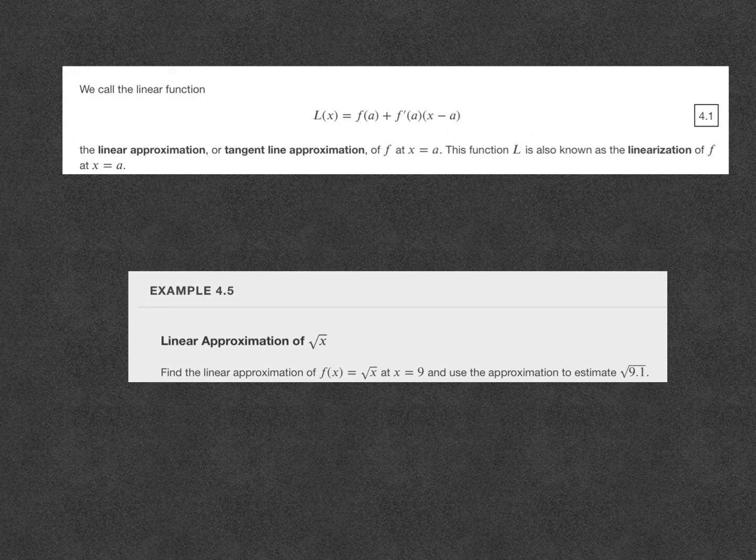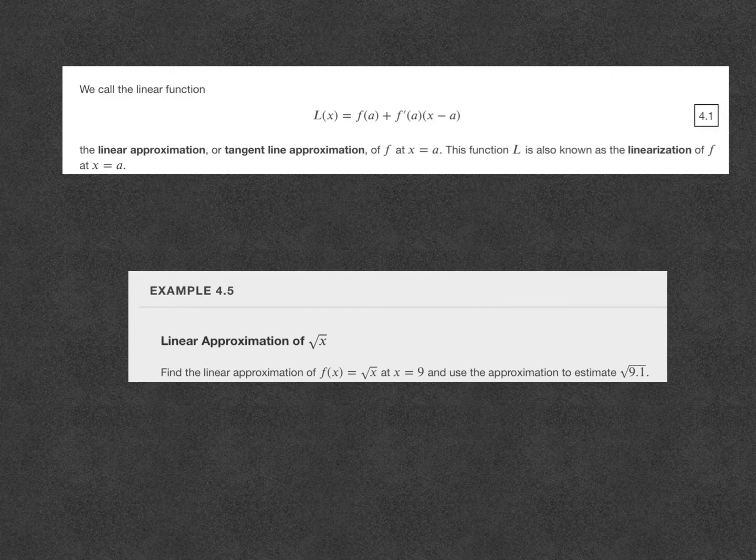So let's try out an example where we find a linear approximation for root x, and we're using x equals 9, and we're going to approximate the square root of 9.1. Now, I know that I could just punch the square root of 9.1 in my calculator, but then I'm not doing calculus. All right, so here are the steps.